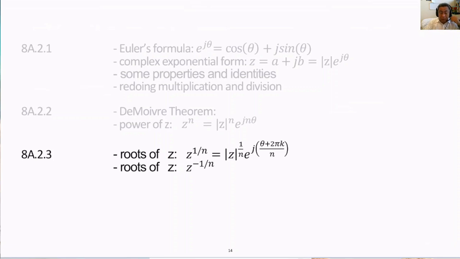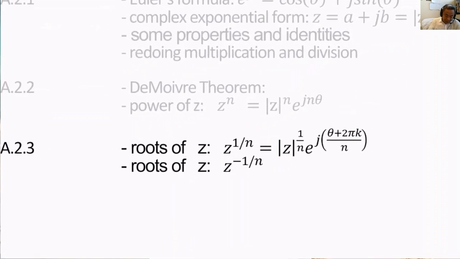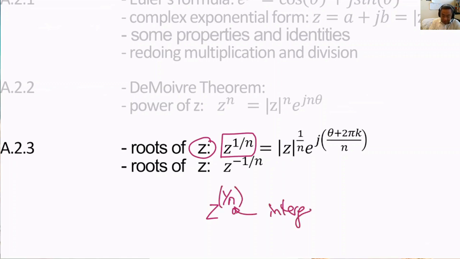We'll now go into 8a.2.3. We are going to take the roots of a complex number. So if z is the complex number, then this expression, z exponentiating by 1 over n, where n is an integer, is taking the nth root of z. And we can also take the negative n root, or z to the power negative 1 over n, the reciprocal. So we'll see what we're trying to do here.